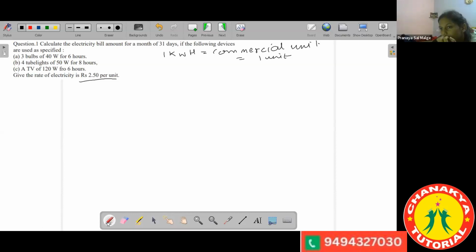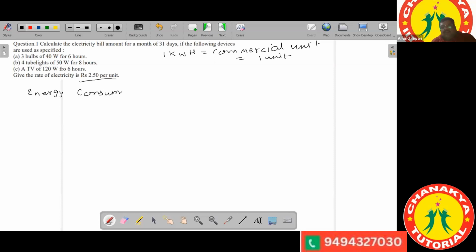Sir, what we are supposed to do here is first multiply the time with the number of items and then with the power and then turn it into kilowatts, right? Okay. There is just one hint. First of all, find out the energy consumed by each device. So the energy consumed by 3 bulbs in 31 days, that you need to compute.